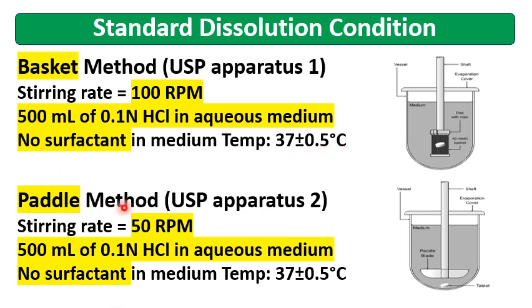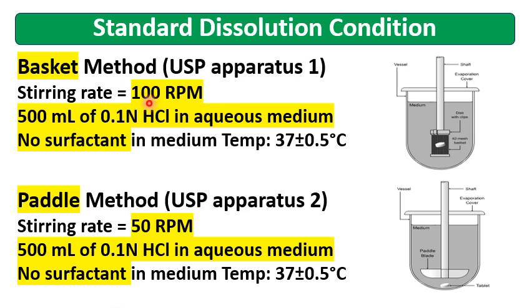Now coming to the paddle method: stirring rate 50 rpm, 500 ml of 0.1 normal HCl in aqueous medium and no surfactant. So here the volume of medium is the same, the type of dissolution medium is the same, that is 0.1 normal HCl, volume is 500 ml, only the stirring speed is changing. Here 50 rpm for paddle, here 100 rpm for basket. So this is the standard condition.